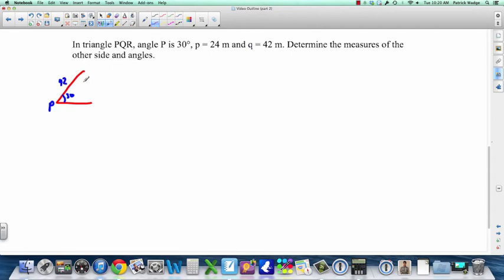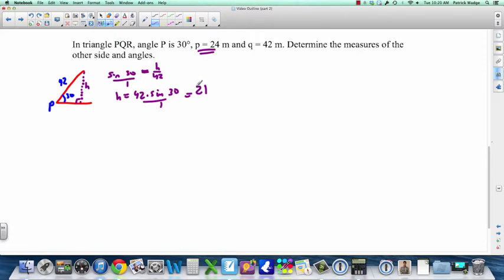And the first thing I have to do is figure out what's the minimum amount I need to get at least one triangle. And to do that, I do sine 30 equals h, this amount, over 42, put it over 1. H equals 42 times sine 30 divided by 1, and if you do that, you get 21. So you need at least 21 for this side. And how much is our side P? Our side P is 24. 24 is more than 21. Great, so we can have at least one triangle.